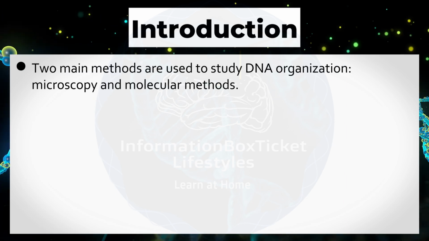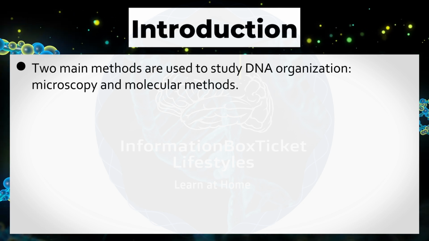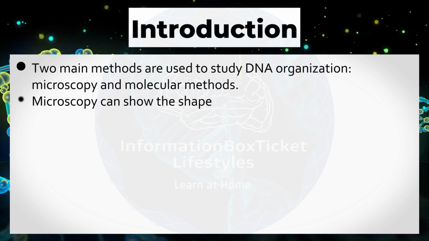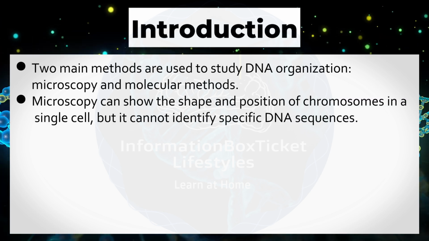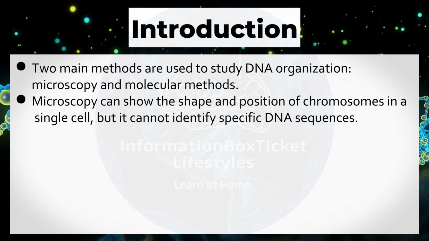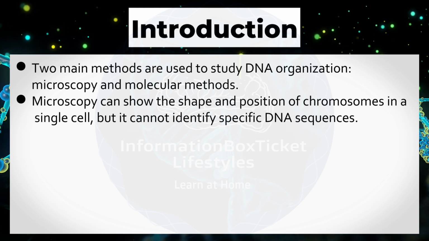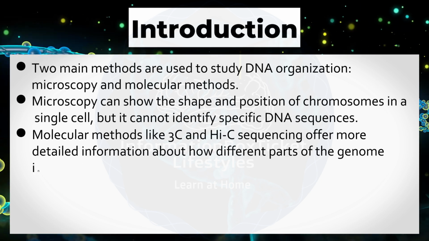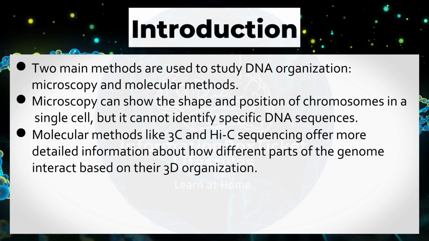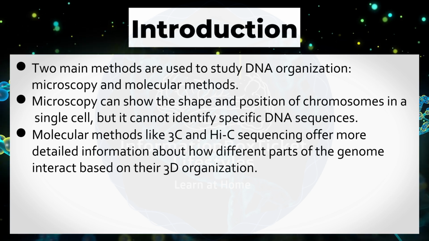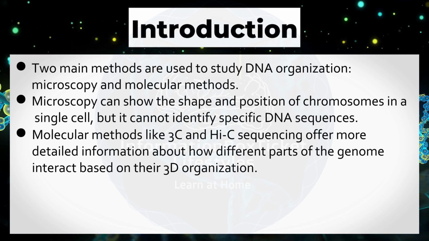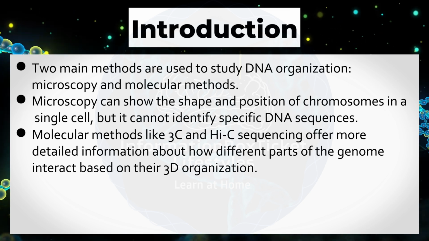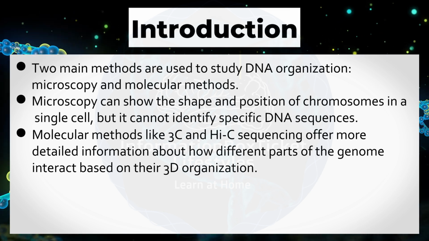Two main methods are used to study DNA organization: microscopy and molecular methods. Microscopy can show the shape and position of chromosomes in a single cell, but it cannot identify specific DNA sequences. Molecular methods, like 3C and Hi-C sequencing, offer more detailed information about how different parts of the genome interact based on their 3D organization.